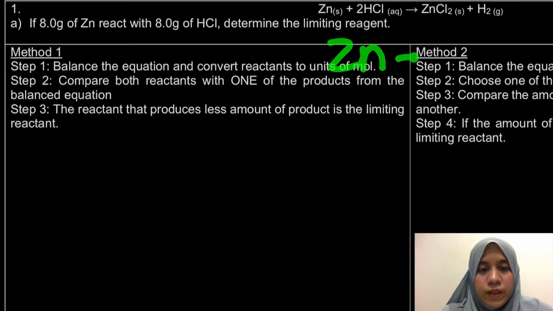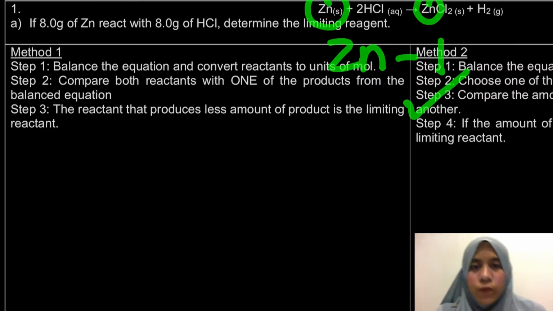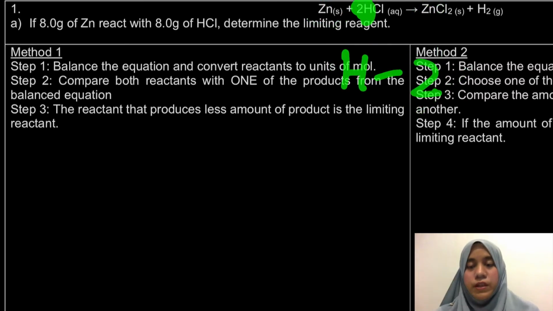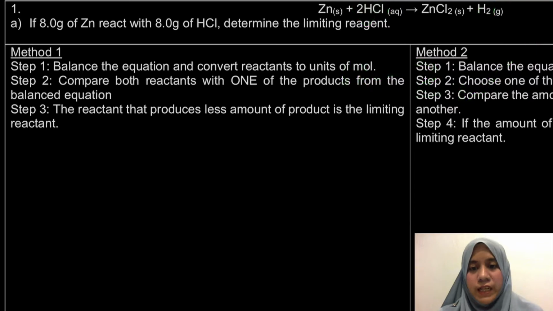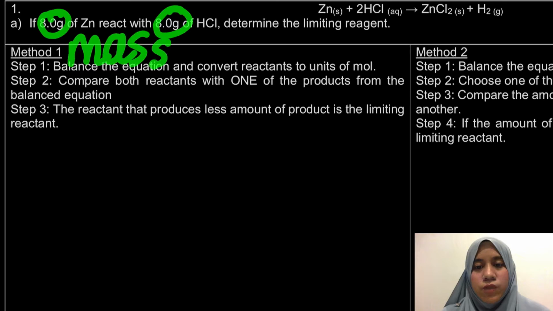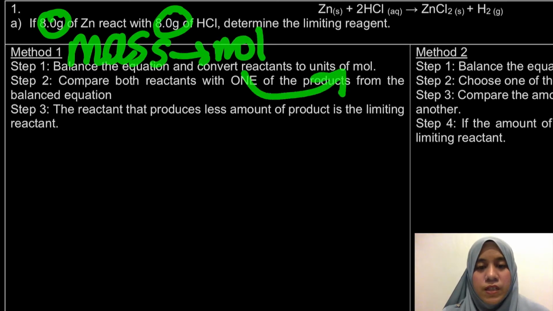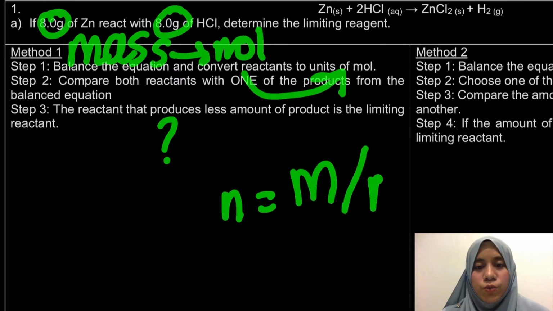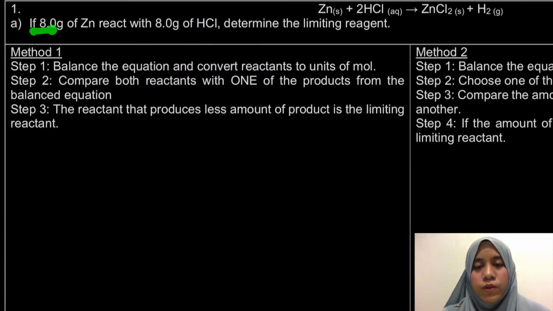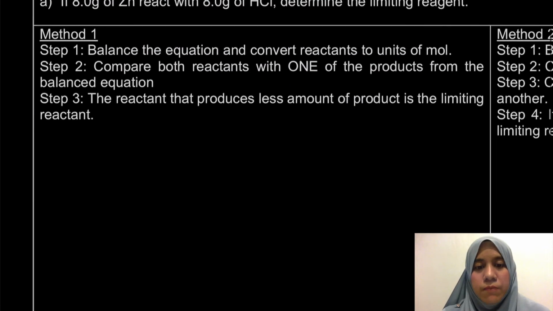Okay, so for method 1, balance the equation. So check whether the equation is balanced or not. Tak semestinya dah balance. We have to check lah. So when I check it here, semua atom dia is balanced. So H dengan Cl 2, zinc 1. It asks to convert the reactants to unit of mole. Information given is actually in mass, so we have to change it into mole. So how do we do it? We're going to divide mass by molar mass.